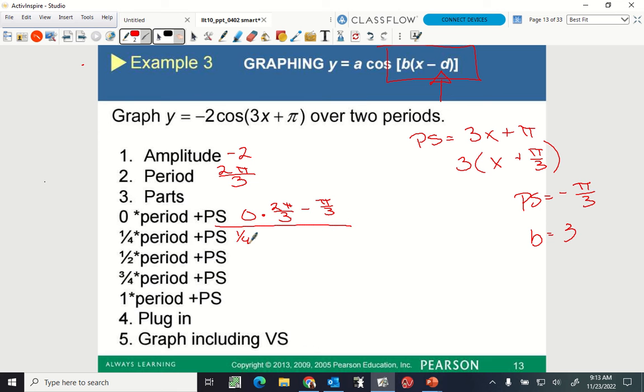Next one, a quarter times 2 pi over 3 minus pi over 3. Then 1/2 times 2 pi over 3 minus pi over 3.